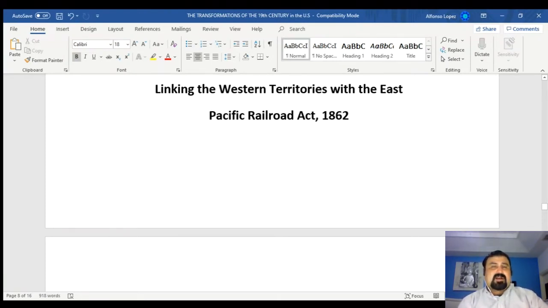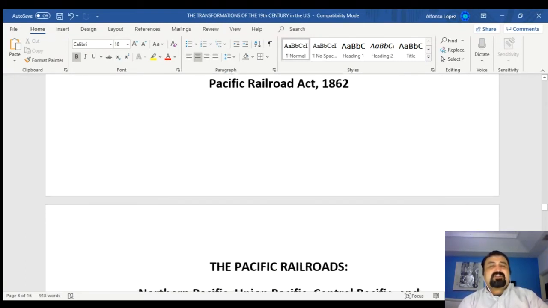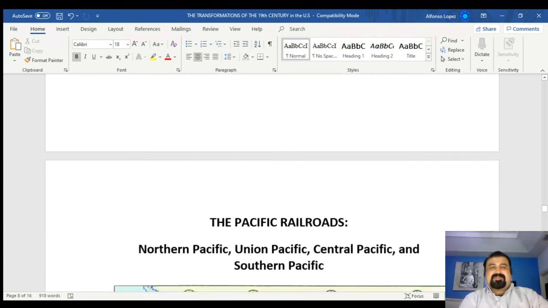So again, this is an act of Congress, a legislation in which Congress allowed for the creation of four railroad companies, each of which was commissioned a project. It was actually given the project to build a rail line from the eastern states all the way to the Pacific Ocean. That's why they're called the Pacific Railroads, because their mission is to build a rail line all the way across the Western territories until they reach the Pacific Ocean on the West Coast. Okay, it's called the Pacific Railroads.